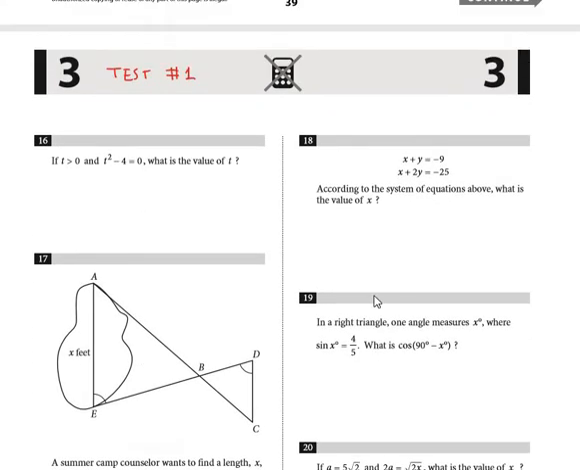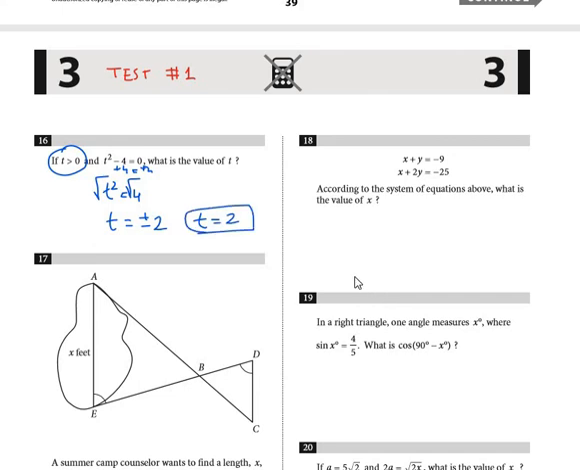Okay, question number 16. If t is greater than 0 and t squared minus 4 equals 0, what's the value of t? So we're going to solve for t. We know that t squared minus 4 equals 0, so we add 4 on both sides, and then we get t squared equals positive 4. We're solving for t, so we take the square root of both sides, and then t will be equal to plus or minus 2. However, we know that t is greater than 0, so we're going to accept positive 2. So t equals 2.